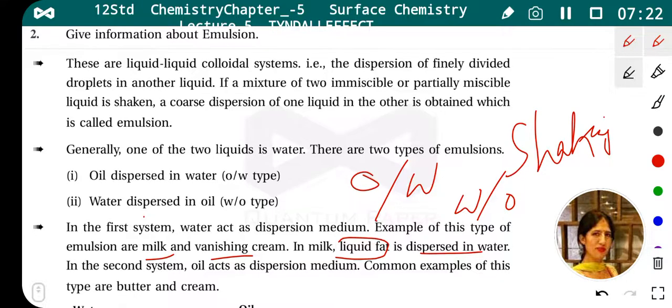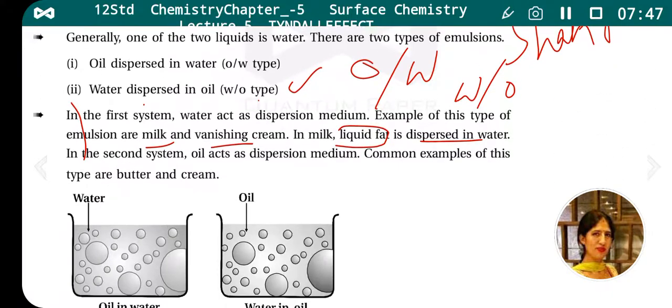In the second type, oil acts as the dispersion medium and water acts as your dispersed phase. Examples you can talk about are butter and cream. So these examples, sometimes the paper setters can frame MCQs from these examples. So be careful, don't get confused.